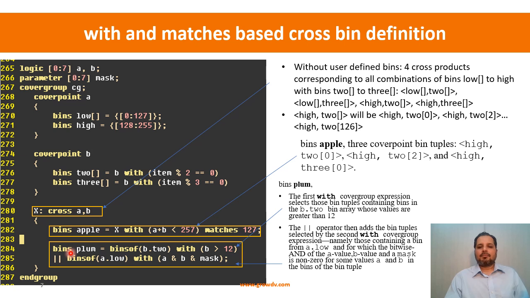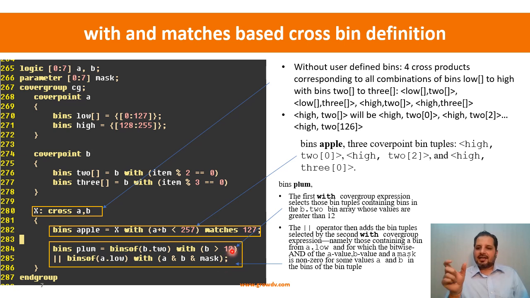Now let's look at plum. The plum has two components, so we are using the logical OR here. We are saying bins of b of 2, and then we are saying with b greater than 12. It is going to select all the bin values from this particular bin 2, which contains 0, 2, 4, 6, 8 and so on, with the value of that particular bin greater than 12. If it is greater than 12, then only it will get selected. So it will start the selection from 14. It will not include any of the bins up to 12.